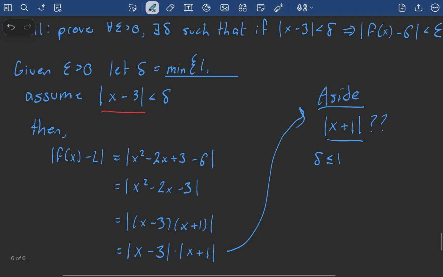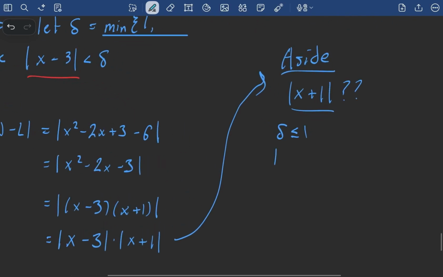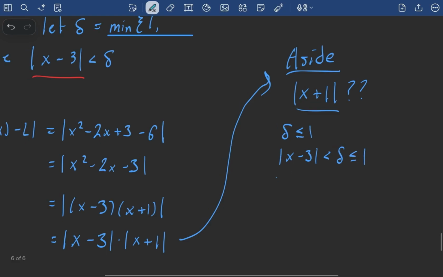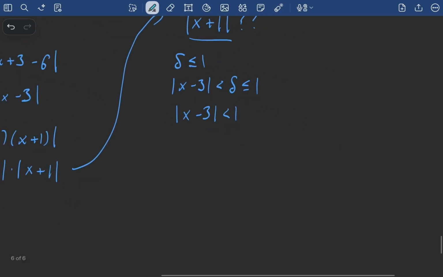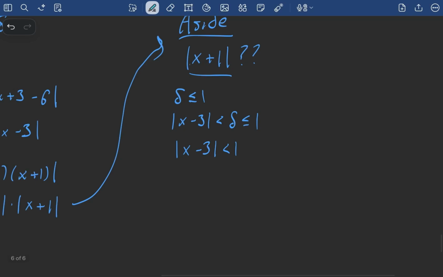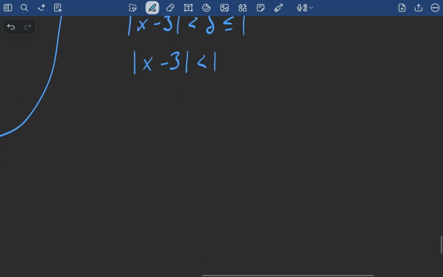And so, since we know the absolute value of x minus 3 is less than delta, and delta is less than or equal to 1, we have the absolute value of x minus 3 is less than 1. Now, we can work with this to find something for the absolute value of x plus 1. Since the absolute value of x minus 3 is less than 1, this gives us information.